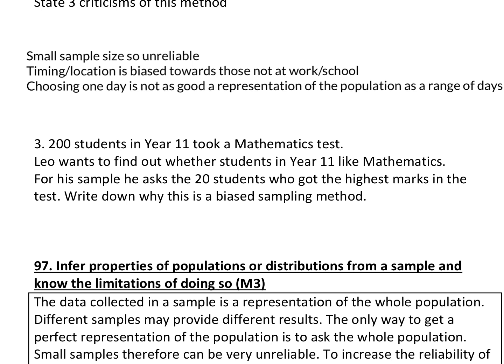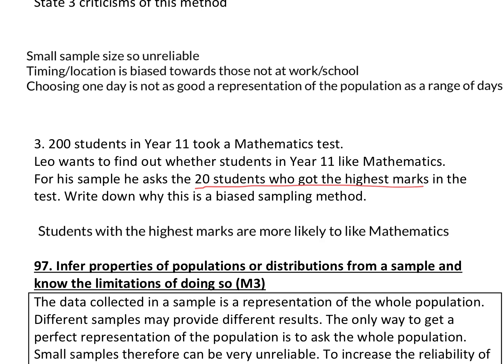So hopefully it's clear. You can't say it's always true, but there will be a trend here, and the 20 students who got the highest marks are more likely to be students who enjoy mathematics. Not always the case, but that would be what I would say. So students with the highest marks are more likely to like maths, which means the sample is biased. I'll just write that down too. So students with the highest marks are more likely to like mathematics.